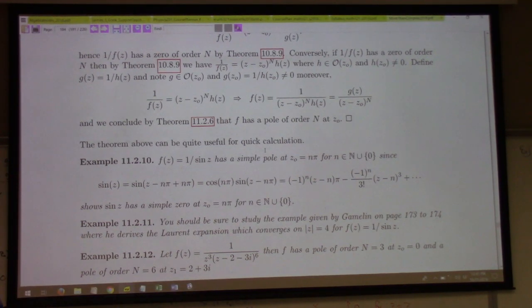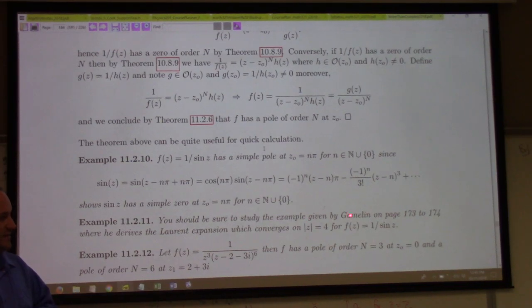This is a beautiful calculation. He does something really, really interesting in this calculation. I have a handout. I'll give it to you in a minute or two, okay?